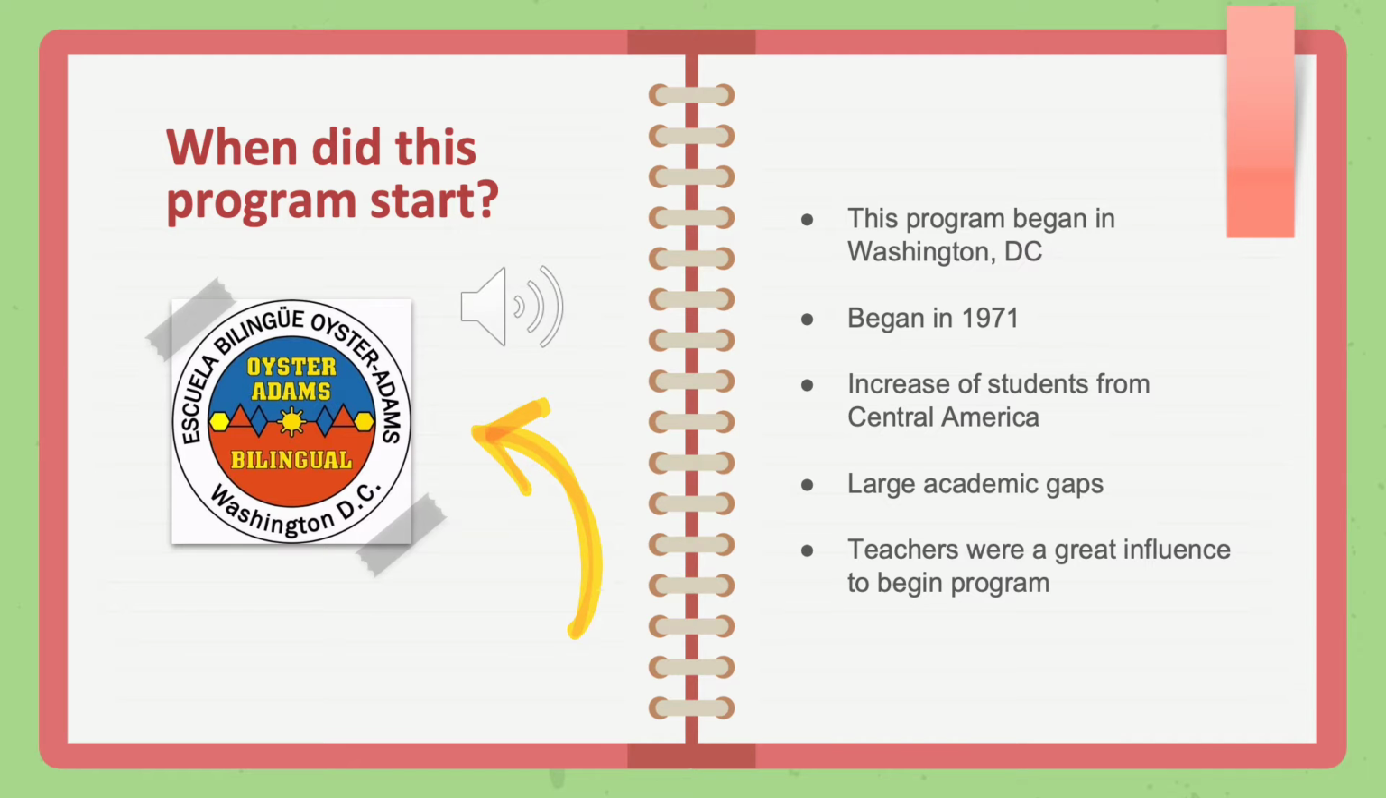When did this program start? Due to the high increase of Spanish-speaking students from Central America arriving in Washington, D.C., teachers began to see the immense academic gaps these students were bringing into school. They also began to see that these students were not able to make any academic progress because of the lack of support in their native language. Teachers then began to advocate for those students in order to begin a program to help and support them. Therefore, due to the great influence of teachers, Oyster Adams Bilingual Program began in 1971 in Washington, D.C.